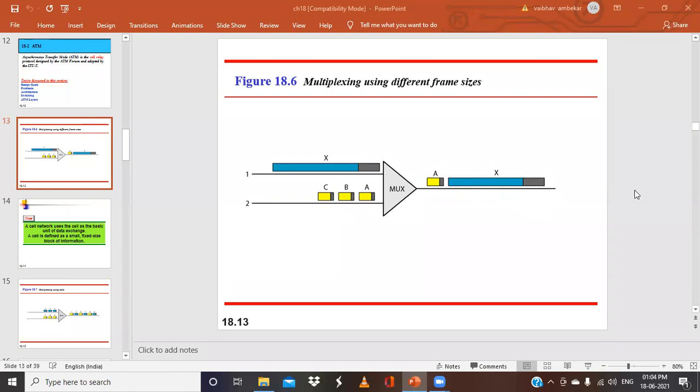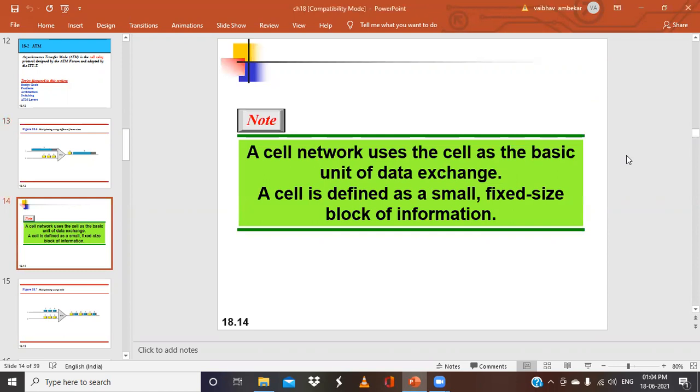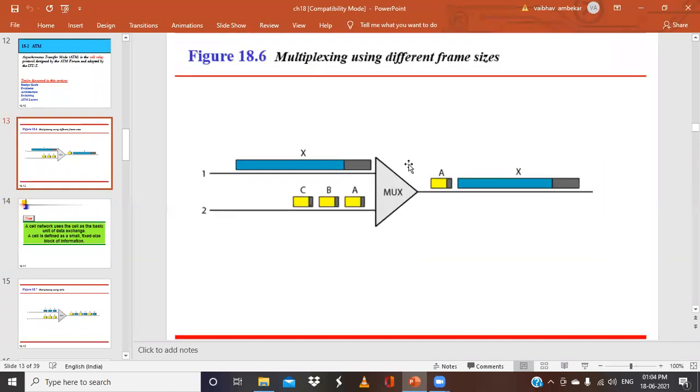To avoid this, we use the concept of the cell. A cell network uses the cell as the basic unit of data exchange, and a cell is defined as a small, fixed-size block of information. So instead of having this entire frame X, it can be divided into multiple blocks or small cells, and that can be distributed by using time division multiplexing.